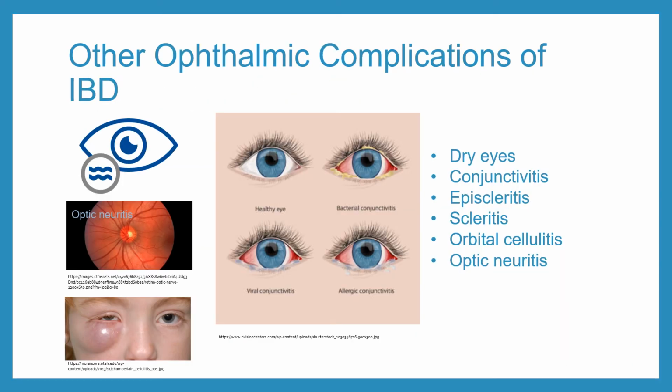Other ophthalmic complications of IBD include dry eyes, scleritis, and episcleritis. The layer on top of the sclera, called the conjunctiva, can be inflamed as well. And as you can see in the bottom far left picture there, orbital cellulitis can occur, as well as optic neuritis, which is the inflammation of the optic nerve.